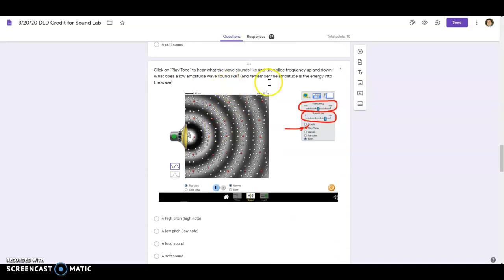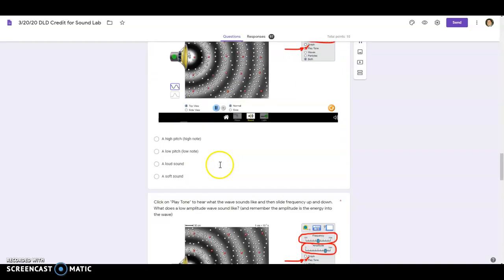And again, when you're listening, you can also slide the amplitude up and down. So the amplitude slider allows you to go from 0 to max. Amplitude, although it's the height of a wave for a transverse wave, for a longitudinal wave like a sound wave, it's going to be how intense, how much energy is put into the wave. For a sound wave, that means loudness. Okay, higher amplitude, louder. A lower amplitude, like this question's asking about, is a soft sound.